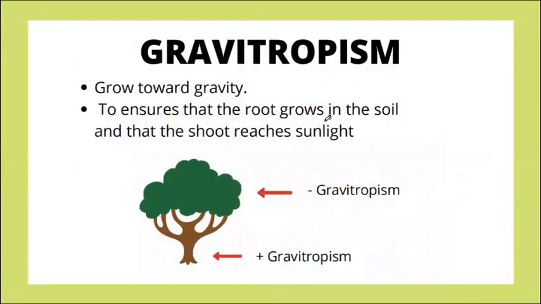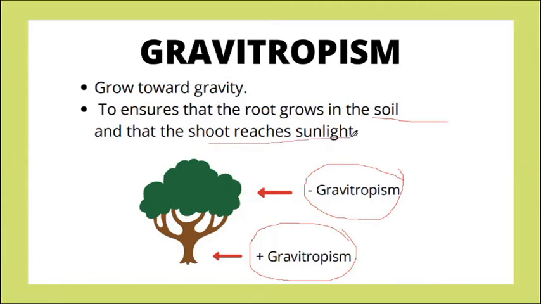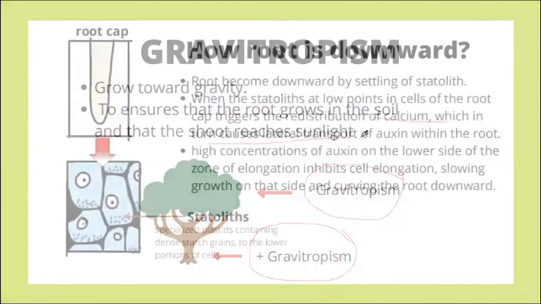Okay, second is gravitropism. Gravitropism is growth toward gravity. This tropism is opposite to phototropism, in which the shoot shows negative gravitropism, while the root shows positive gravitropism. This ensures that the root stays in the soil and the shoot reaches the sunlight to do photosynthesis.